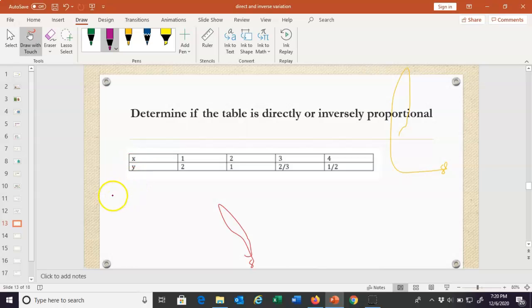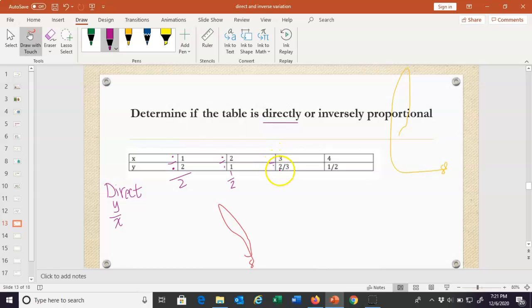But let's do the test. Let's do direct first, just because it's coming first in the sentence this time. I know last time I chose inverse. So the direct test is y over x. So if we take each of these y values and divide it by x, and we get the same thing, we know it's direct. So 2 divided by 1 is 2. 1 divided by 2 is 1/2.